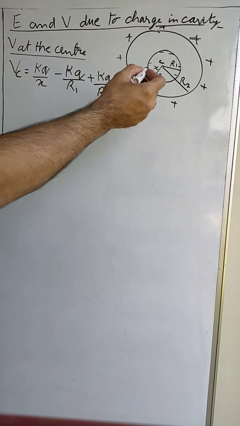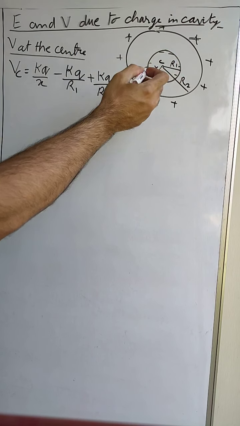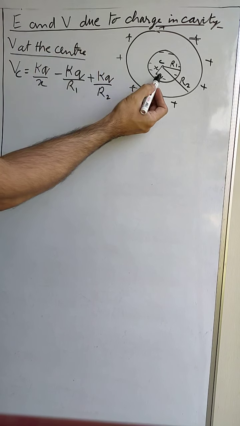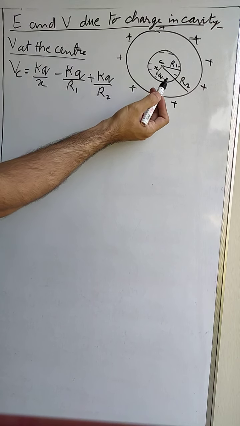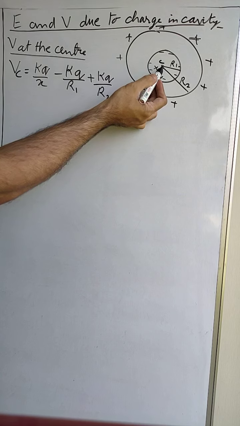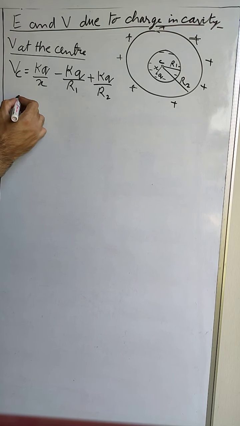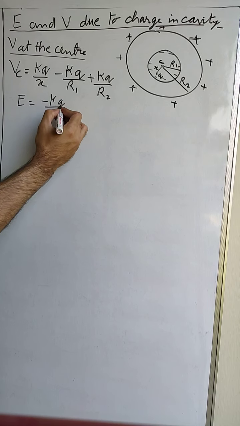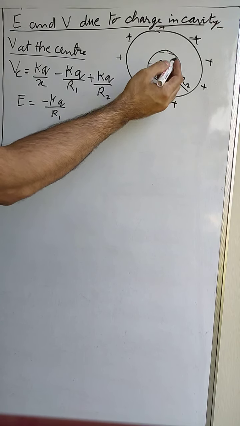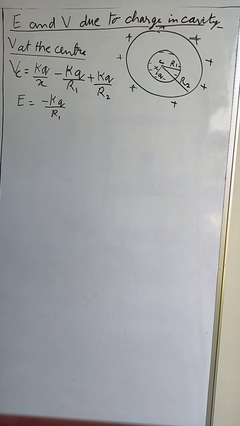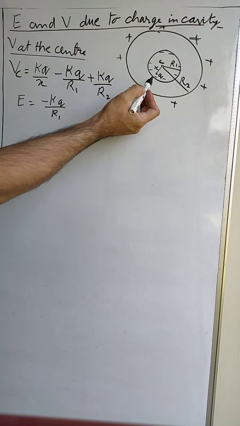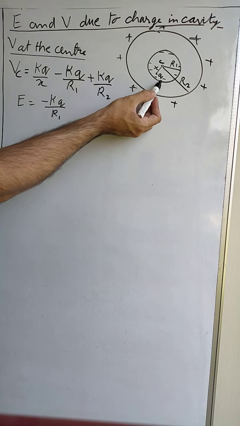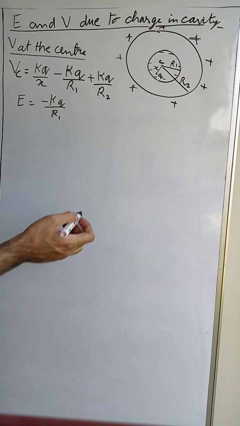Now the charge remaining is this negative charge inside and the plus Q inside the cavity. Now if this plus Q charge were at center, then the electric field would be minus KQ by R1 squared because of this negative charge. But since it is not at the center, the distribution of negative charge inside the cavity is non-uniform. There is more negative charge near the Q and less negative charge away from the Q.